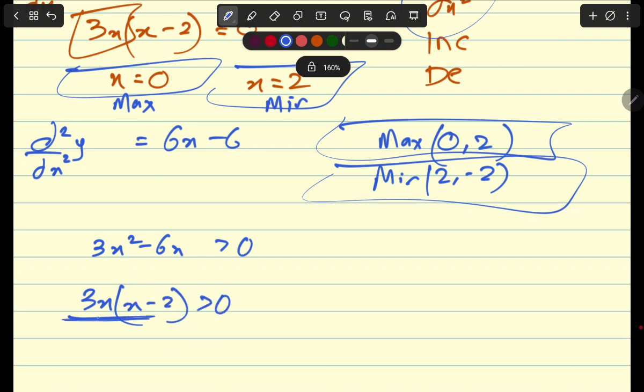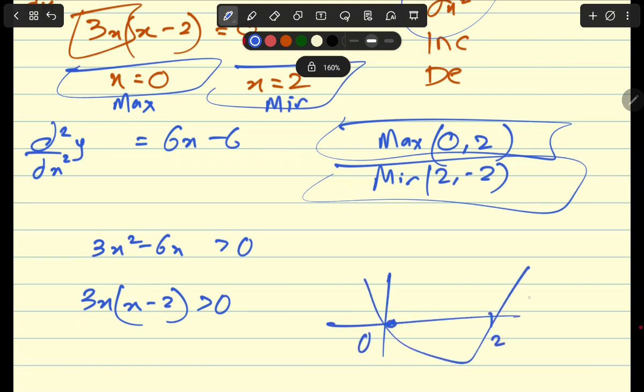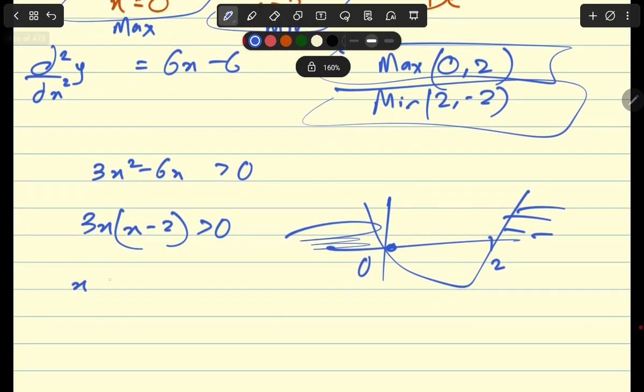So now this is a minimum type curve. So this is 0, this is 2. So greater than 0 is this or this, right? So for x less than 0 or x greater than 2, the graph is increasing. And between 0 and 2, the graph is decreasing. Okay, so this is what it is like.